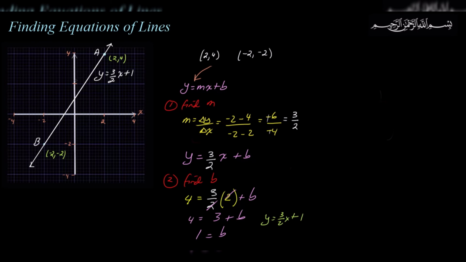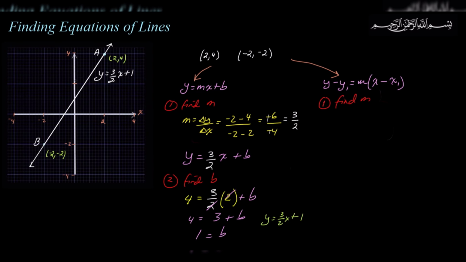Now if you wanted to find it in the point-slope form, if you remember, like over here, that was y minus y1 is equal to the slope times x minus x1. You can do that too. And the first step, of course, was the same thing. That is, you had to find the slope. You can't get away without finding the slope. So the first step is the same for both of them. You have to find the slope.